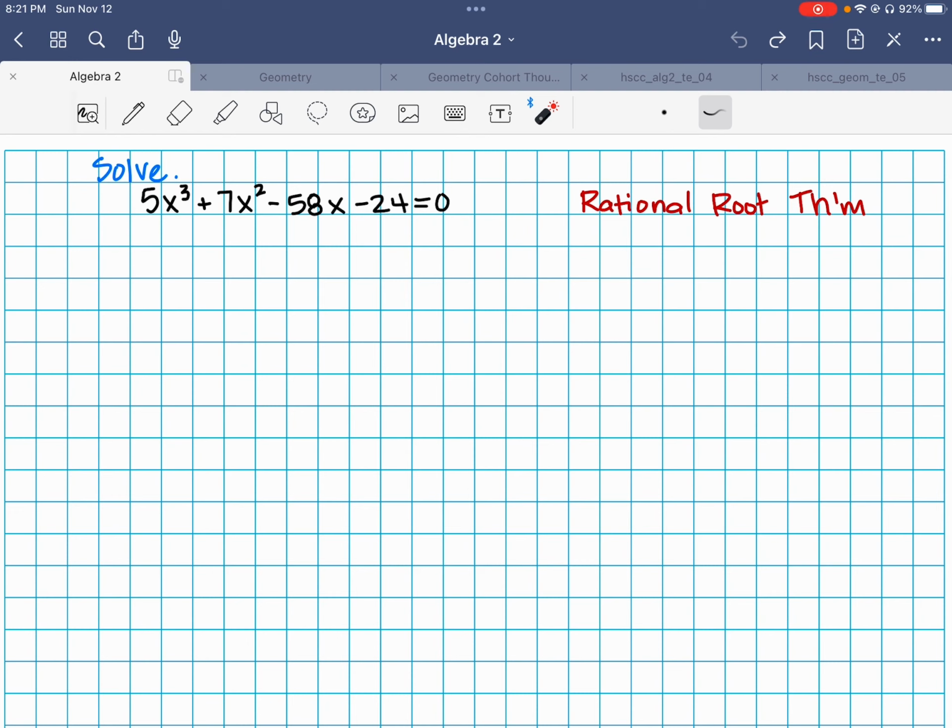First thing I'm going to do for the rational root theorem is figure out all the factors of 24. Then I'm going to figure out all the factors of 5. So let's start it up. Let's start with that 24 right there. So the factors of 24 are as follows.